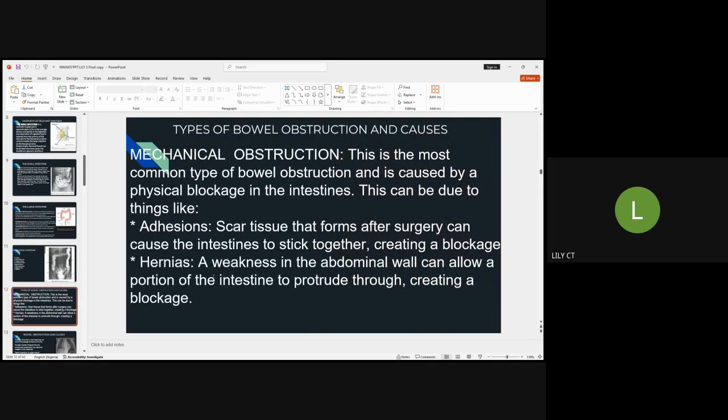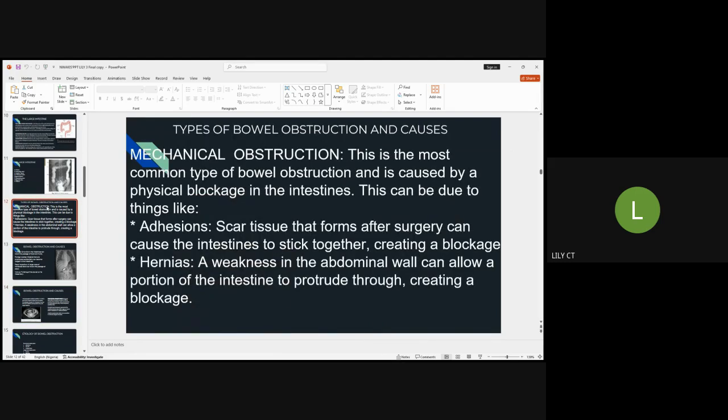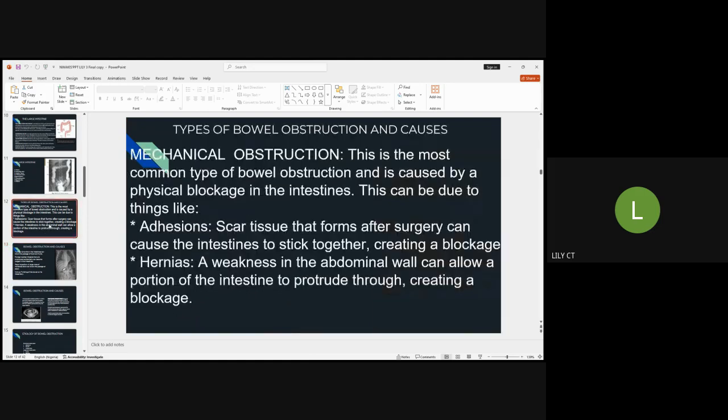Types of bowel obstruction and their causes. So we have two types of bowel obstruction: mechanical obstruction and functional obstruction. Mechanical obstruction is the most common type of bowel obstruction, and it is caused by a physical blockage in the intestine. It can be due to things like adhesion, hernia, tumor, foreign body, fecal impaction, or volvulus.